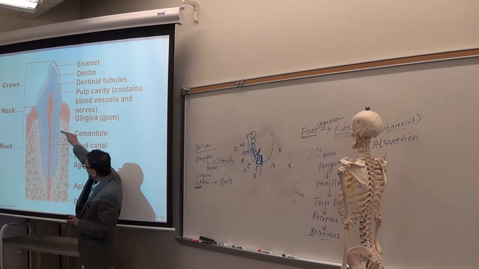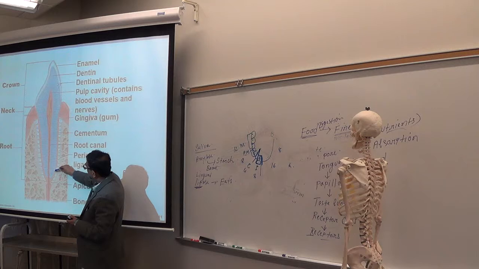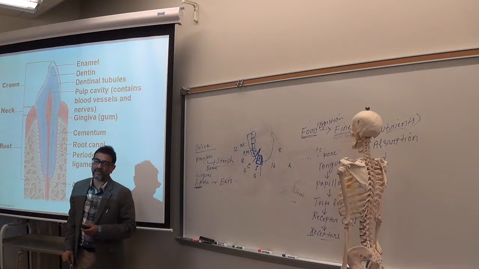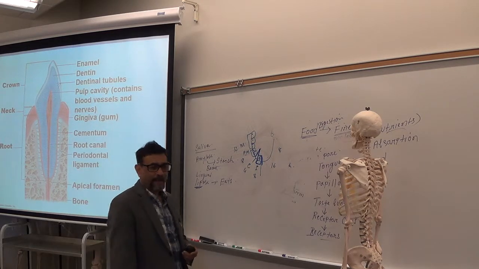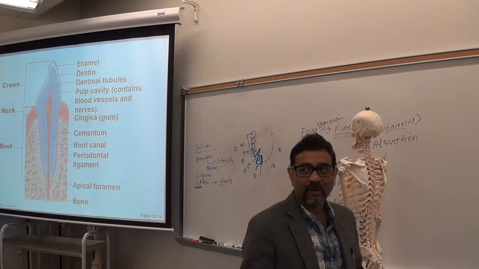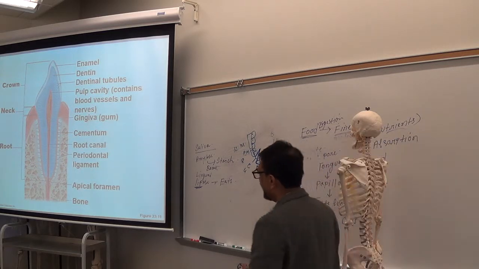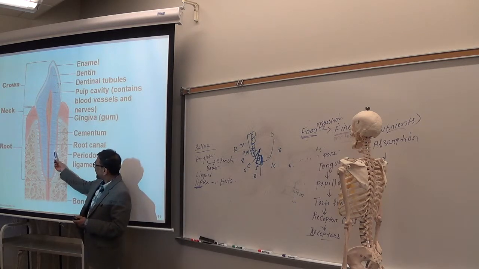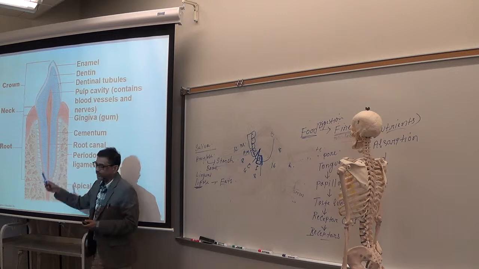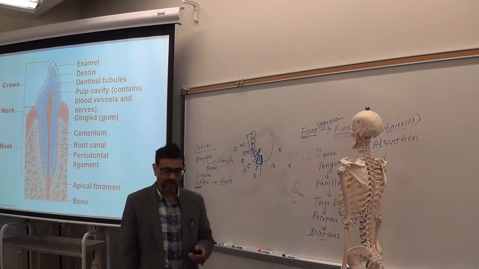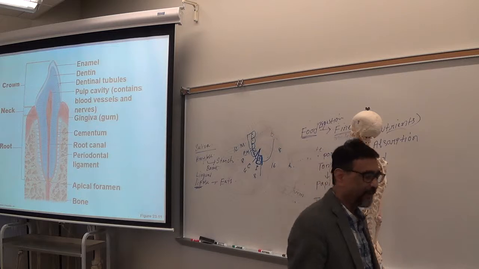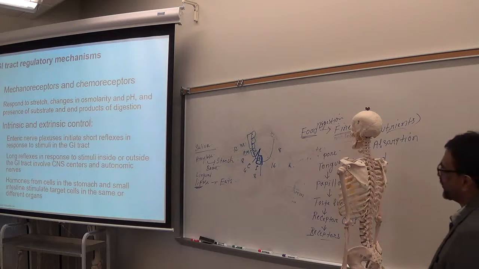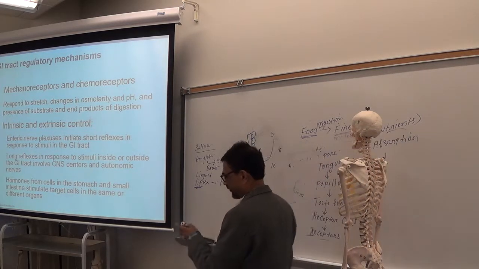Now, around the root, you have a ligament that attaches the root to the bony socket, to the bone. That ligament is called the periodontal ligament. The periodontal ligament attaches the root to the bony socket, holds that tooth to the socket. So those are the parts and structures of the tooth.